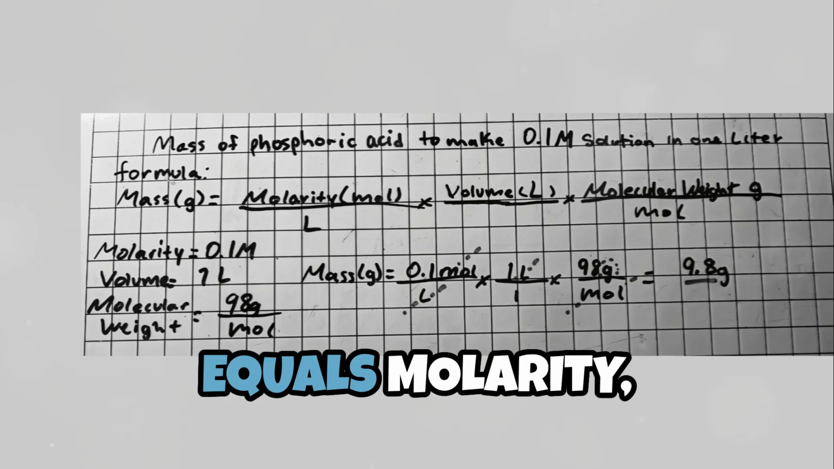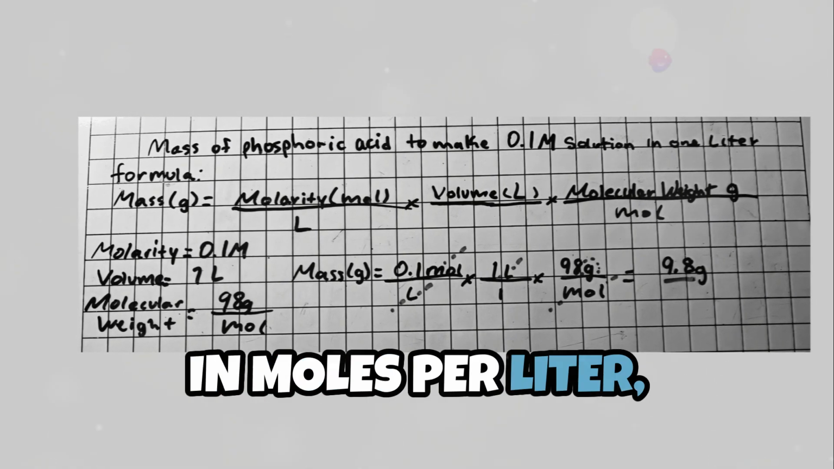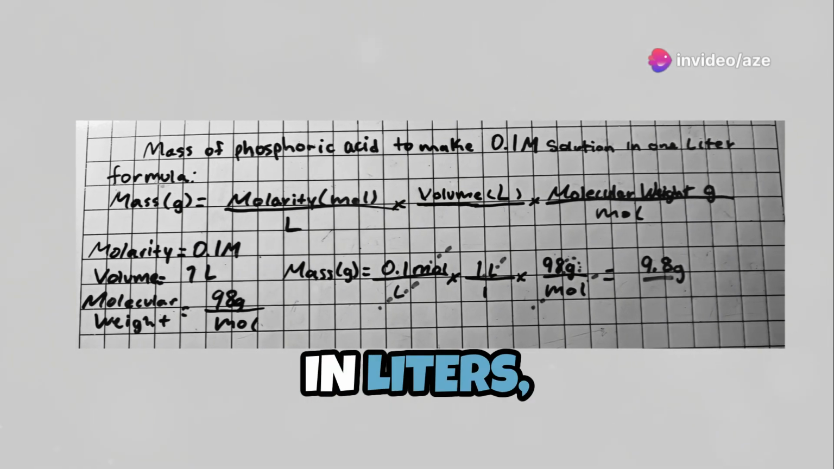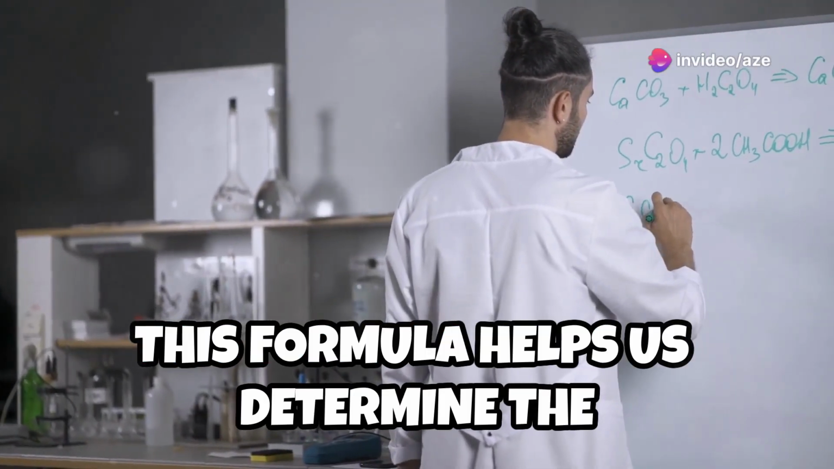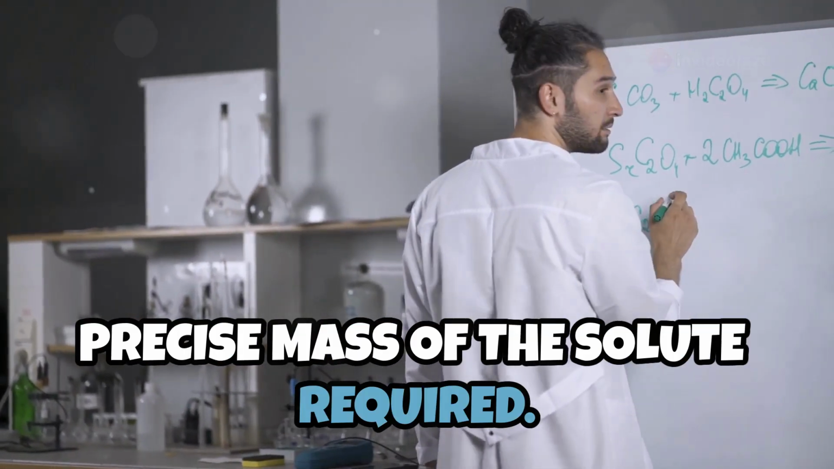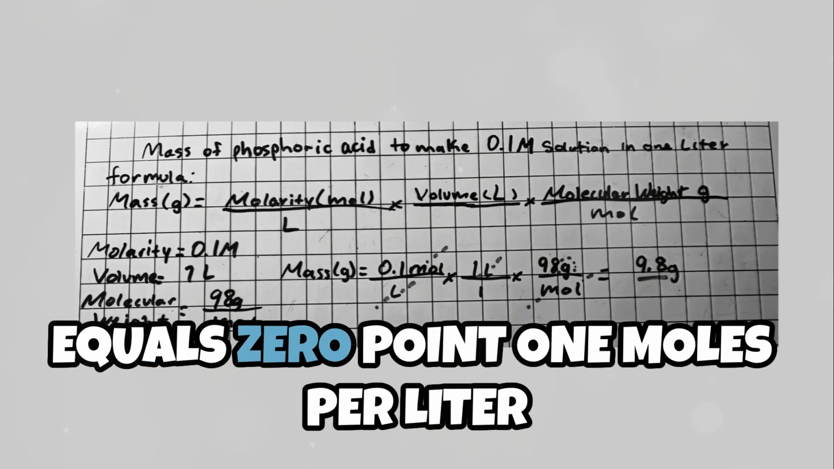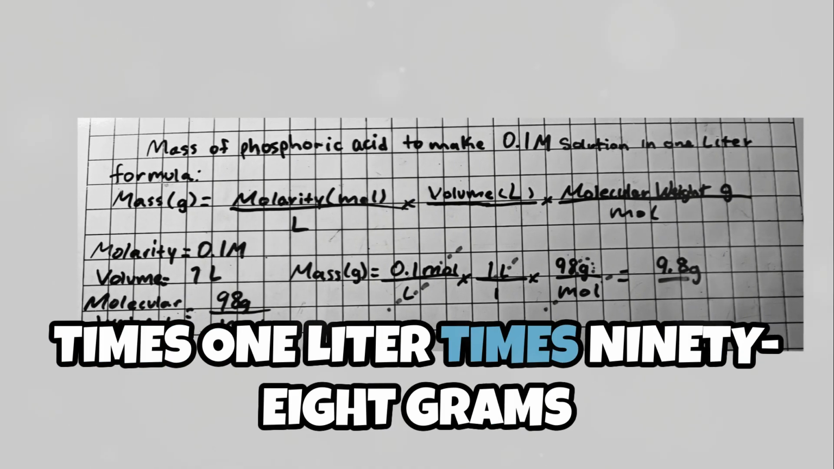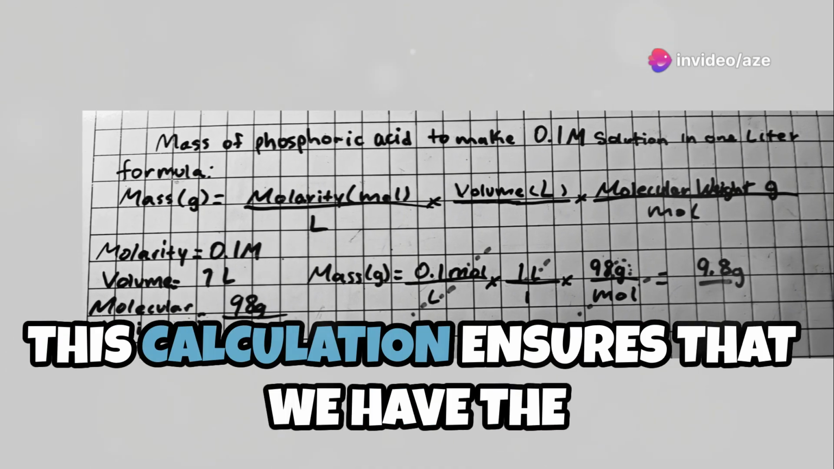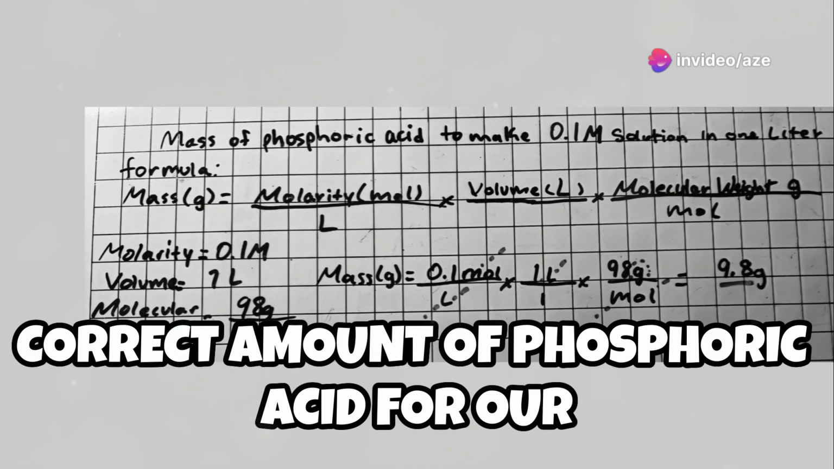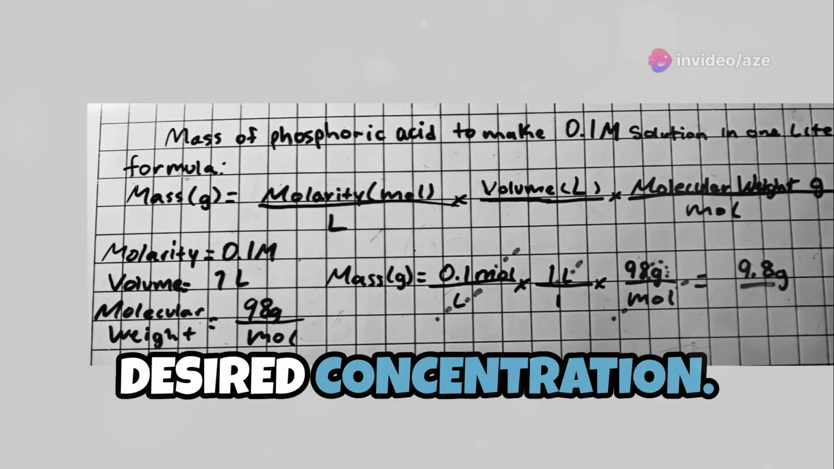Mass in grams equals molarity in moles per liter times volume in liters times molecular weight in grams per mole. This formula helps us determine the precise mass of the solute required. Mass in grams equals 0.1 moles per liter times 1 liter times 98 grams per mole, which equals 9.8 grams. This calculation ensures that we have the correct amount of phosphoric acid for our desired concentration.